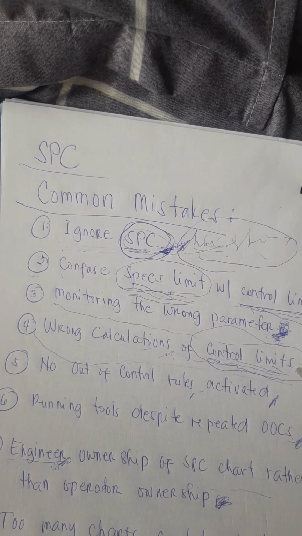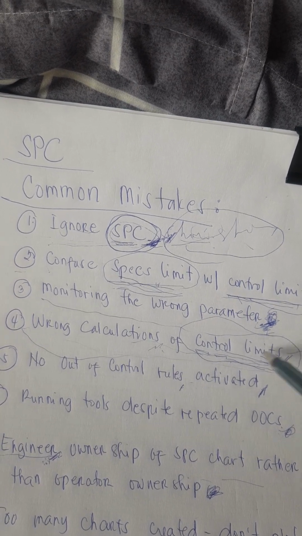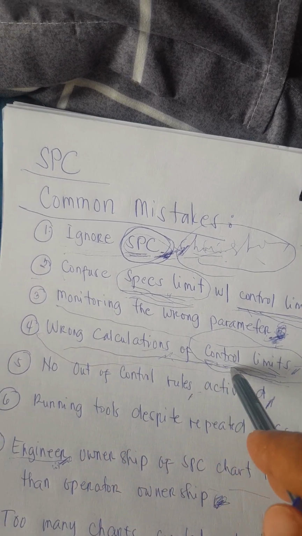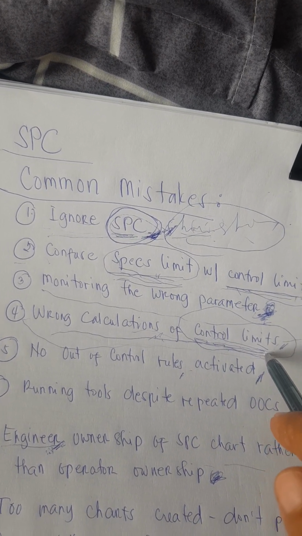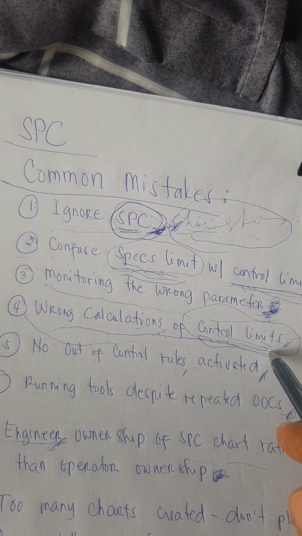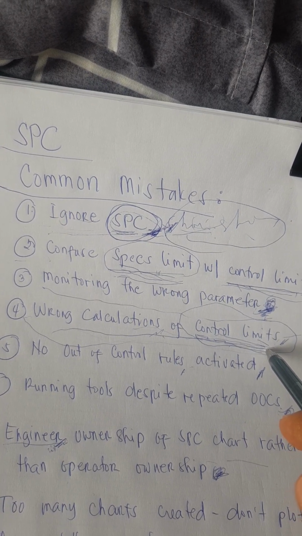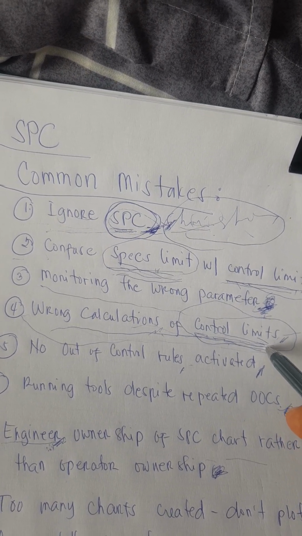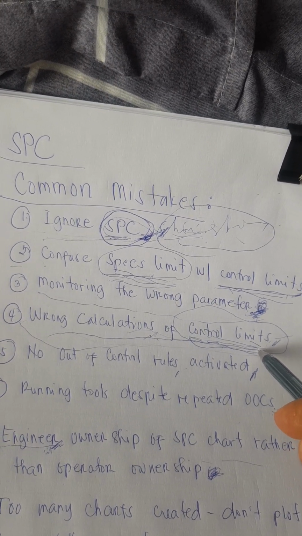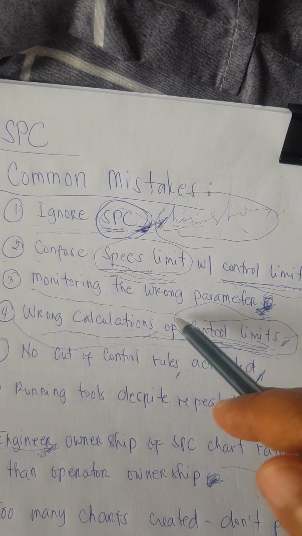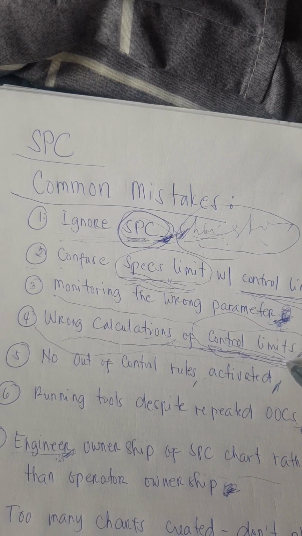So this is very dependent on our SPC monitoring. Wrong calculations of control limits is misleading. Maybe at some point we are encountering troubles in our process, and then we implement corrective actions that are not actually needed. So we need to be very cautious in calculating our control limits.